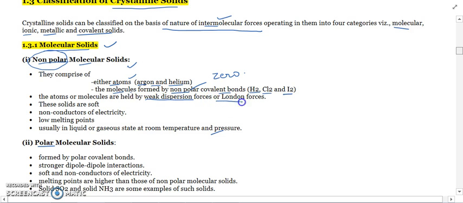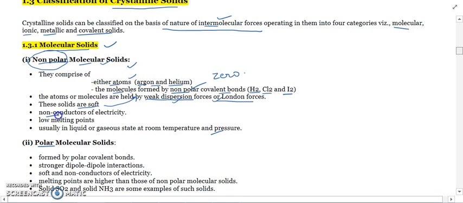Next point is weak dispersion forces. We have already studied in 11th class what London forces and dispersion forces are. These are very weak forces. These weak forces are present in molecular solids. Next, these solids are soft. Why soft? Because they are held by weak dispersion forces.